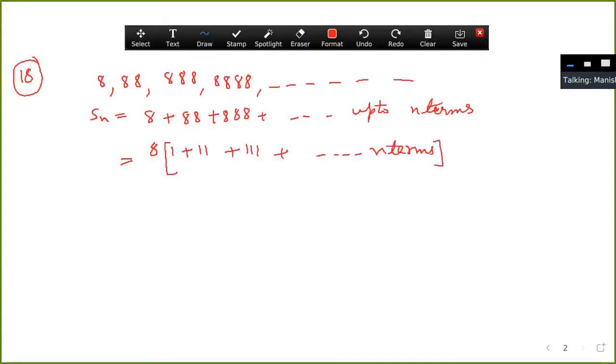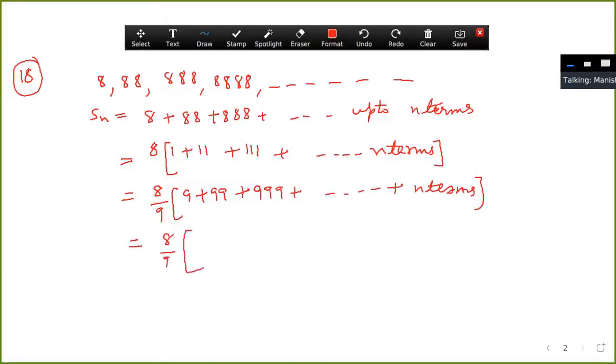Up to n terms. Now, what is the next step? We discussed this type of example also in the previous lecture. Multiplying and dividing by 9. This pattern is fixed. Now this becomes 9 plus 99 plus 999 plus up to n terms. Now it is 8 upon 9.